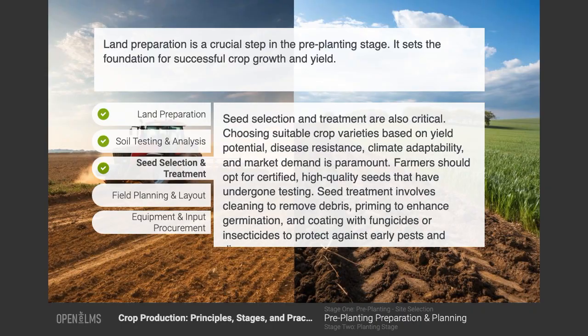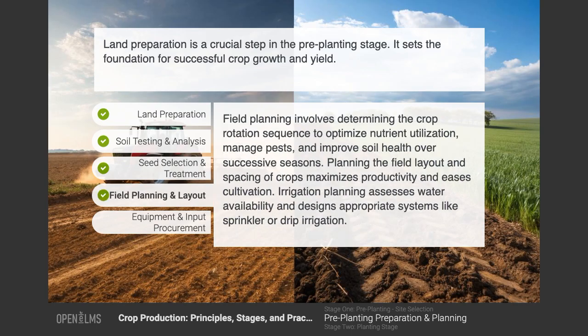Seed selection and treatment are also critical. Choosing suitable crop varieties based on yield potential, disease resistance, climate adaptability, and market demand is paramount. Farmers should opt for certified, high-quality seeds that have undergone testing. Seed treatment involves cleaning to remove debris, priming to enhance germination, and coating with fungicides or insecticides to protect against early pests and diseases.